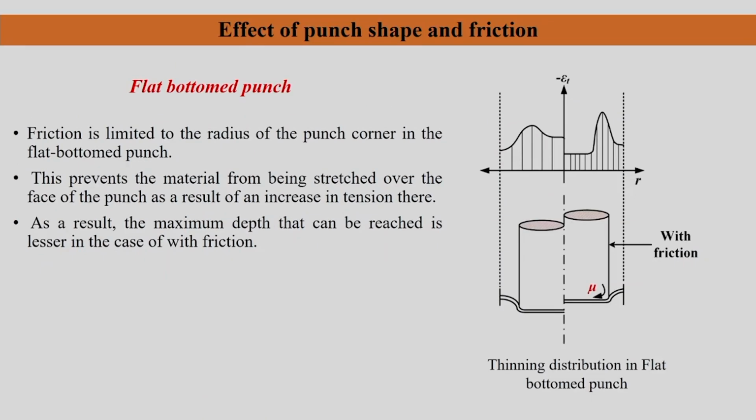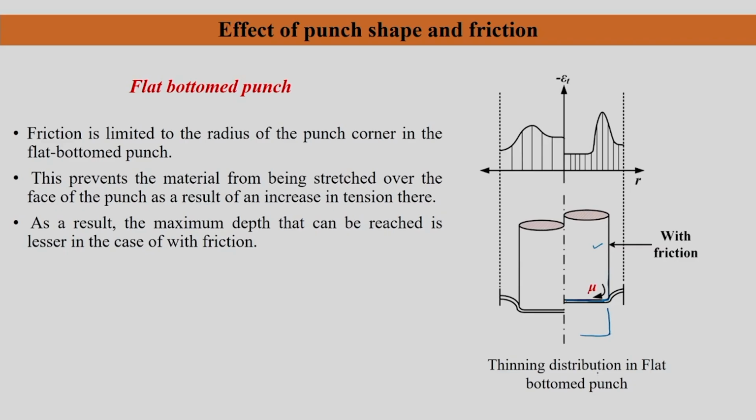So, let us come to the effect of punch shape. What is this punch going to do? We are taking two extreme cases. One is a flat bottomed punch. Flat bottomed punch means like this. There is a vertical portion of this punch as usual, and there is a small corner here, and the bottom is flat, like this.